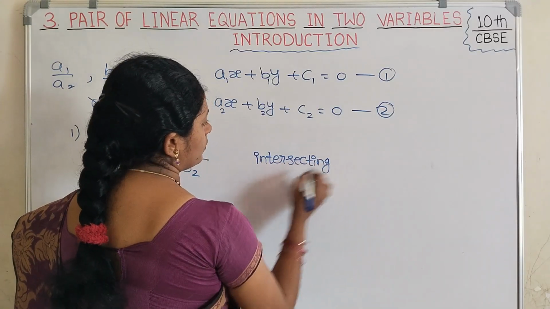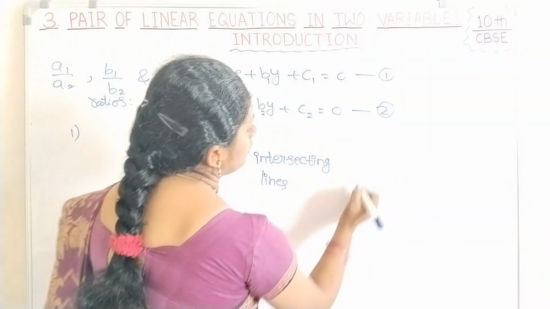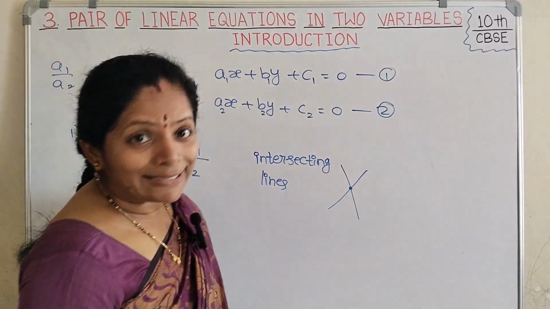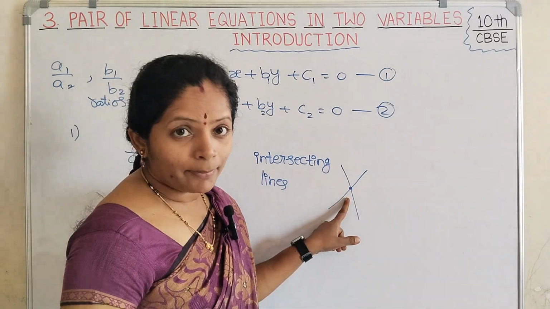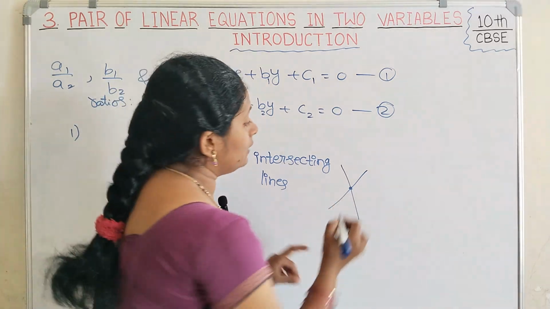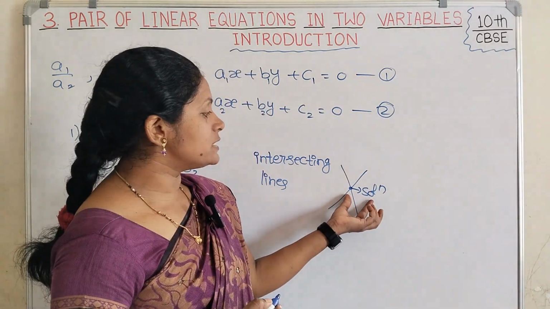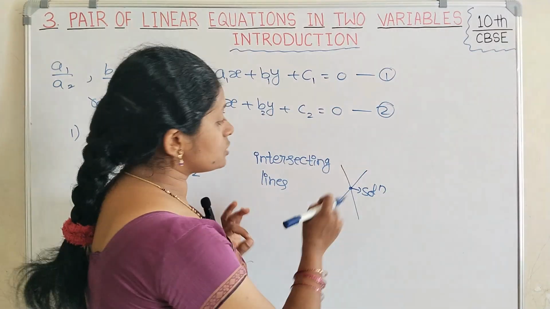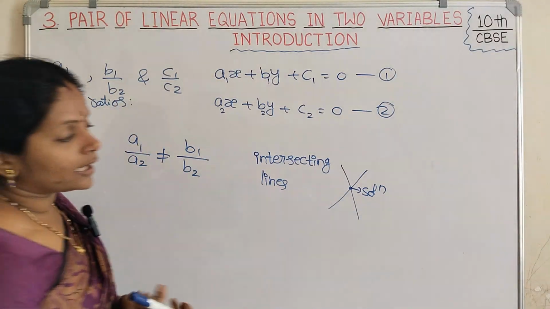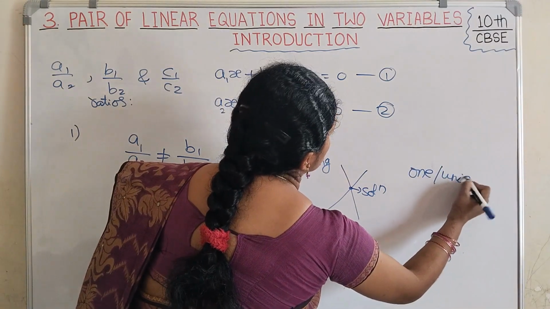Two lines are going to intersect at one point, and wherever the two lines intersect, there will be the solution. So for intersecting lines, only one solution is going to exist. There will be one, or unique, solution.